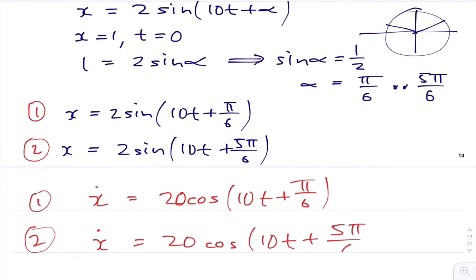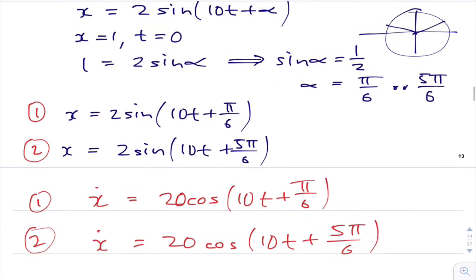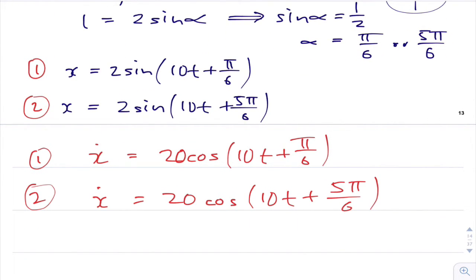Okay. The small bit of information here tells us that when t is equal to 0, the velocity is positive. So if we look at these and we substitute in t equals 0 in here and here, we'll find that in the first case the velocity is indeed positive. 20 cos pi over 6 is positive. In the second case, 20 times cos of 5 pi over 6 is negative. So that tiny bit of information helps us to know that we're really dealing with case 1, and this is the correct equation for the displacement.